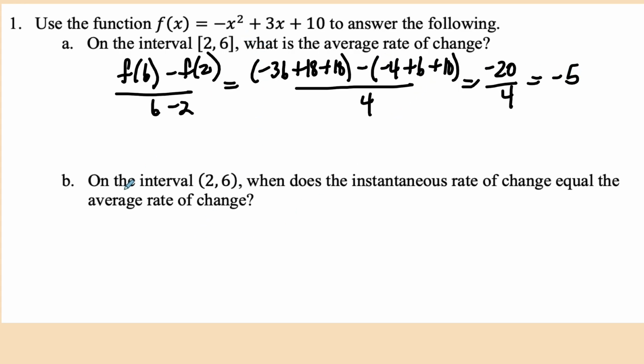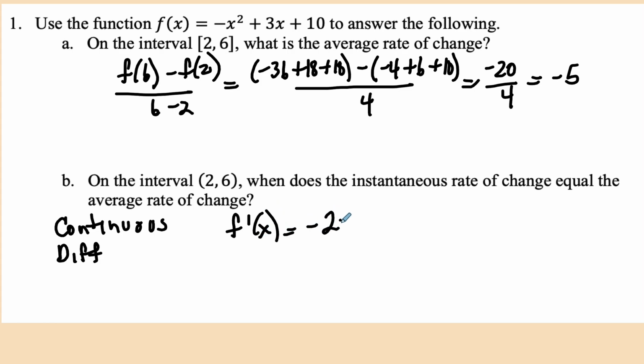Now, because this function is continuous and because it is differentiable, I can apply the mean value theorem and I can find an instantaneous rate of change that's equal to the average rate of change. So how do I do it? I figure out the derivative, and that derivative is negative 2x plus 3. And to figure out what that x is, I am going to set my average rate right here, equal to my instantaneous rate.